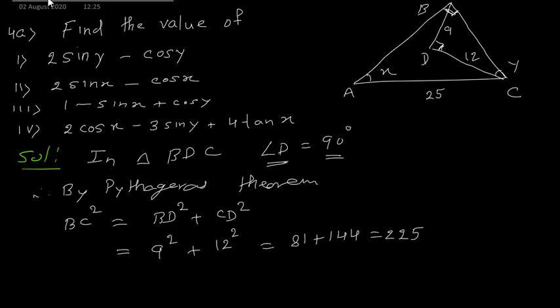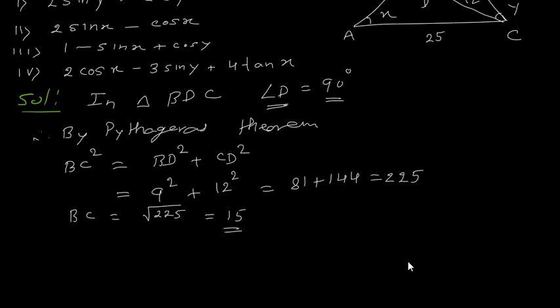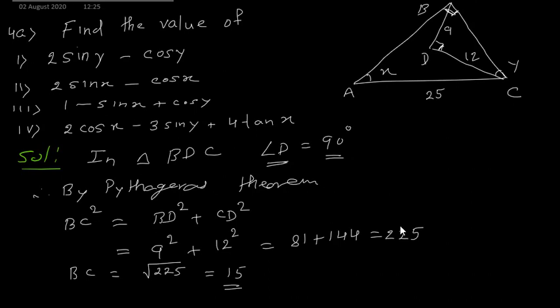So BC is square root of 225, right? BC square is 225, so BC is square root of 225 and square root of 225 is 15. So we got the value of BC. So here let us mark this side as 15.